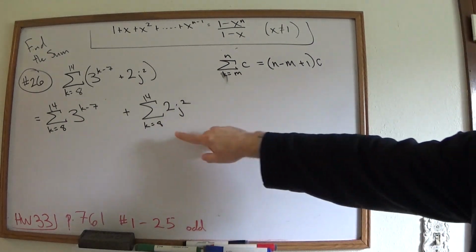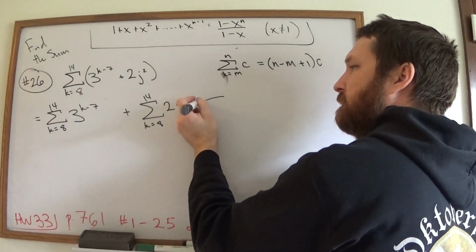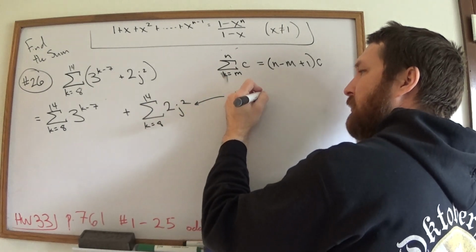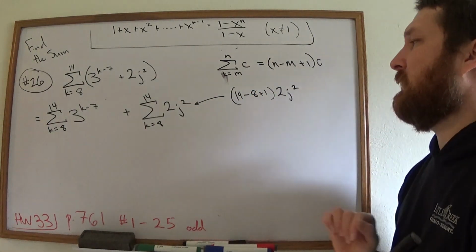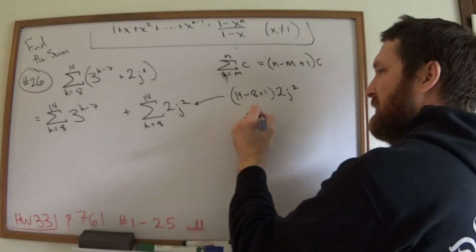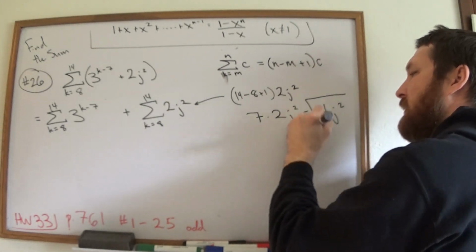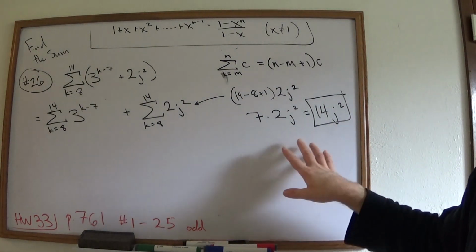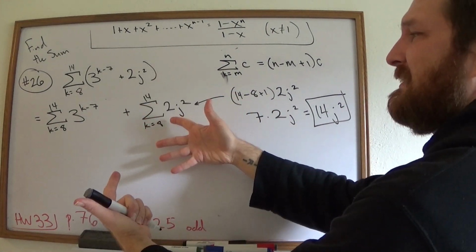So, in other words, it's just the number of things that we have, right? This bit right here, I'm going to go ahead and say that's the same thing as 14 minus 8 plus 1 times the constant, which is 2j squared. Okay, 14 minus 8, 8, 9, 10, 11, 12, 13, 14 is 6, plus 1 is 7. So it should be 7 times 2j squared. That would be 14j squared, is what that is right there, right? Now, let's just make sure we have 8, 9, 10, 11, 12, 13, 14. Yes, you should have 7 of those.